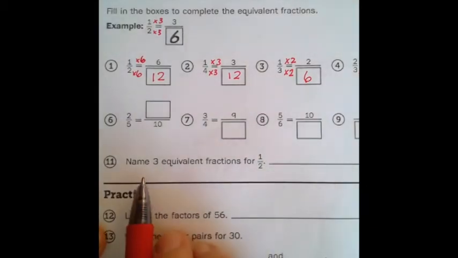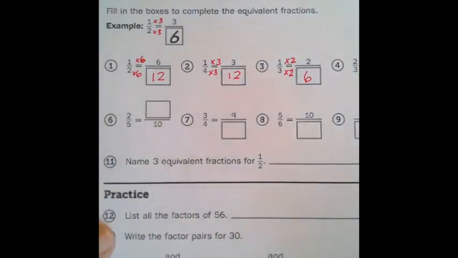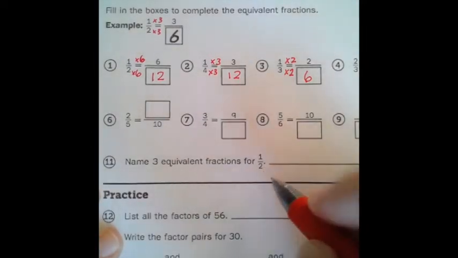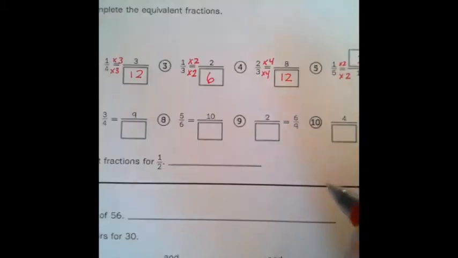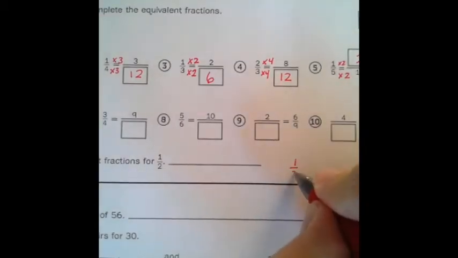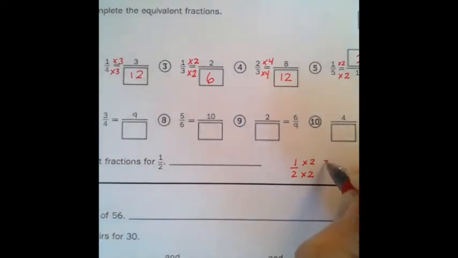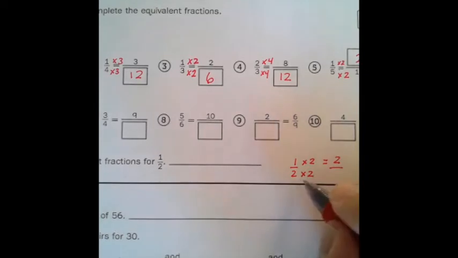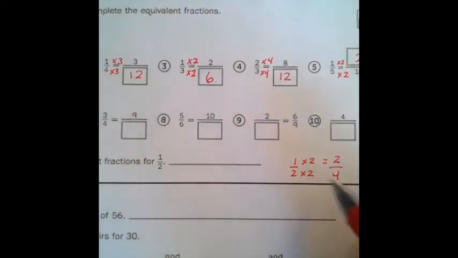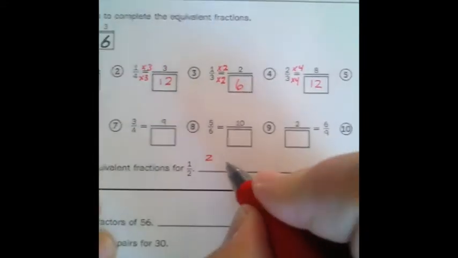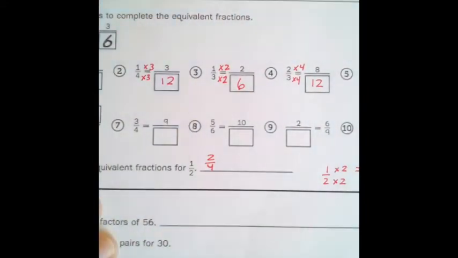So, number 11 is asking to name 3 equivalent fractions for 1/2. Well, you can just start by multiplying by counting numbers. So let's start with multiplying 1/2, and I'll do my work over here. Let's do times 2 on the top and times 2 on the bottom. Well, 1 times 2 is 2. 2 times 2 is 4. So 2/4 is one equivalent fraction.